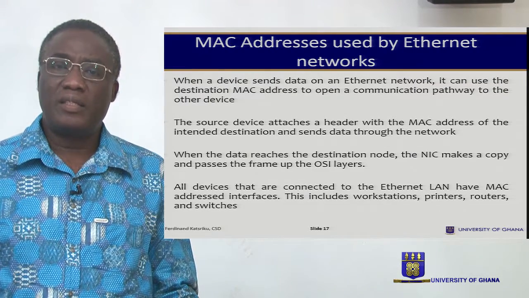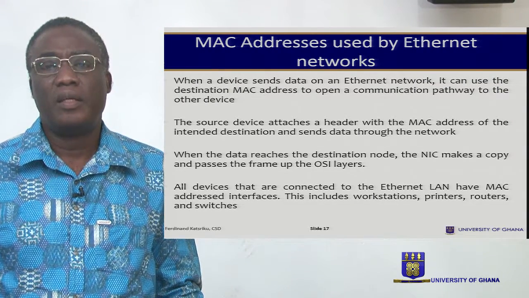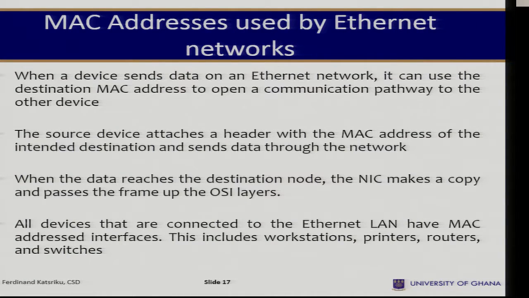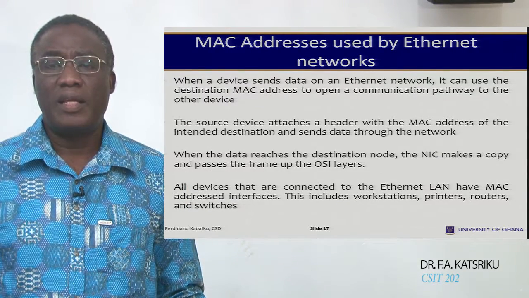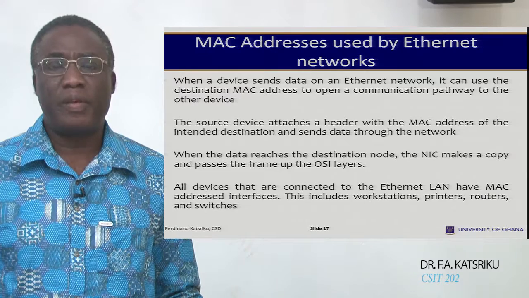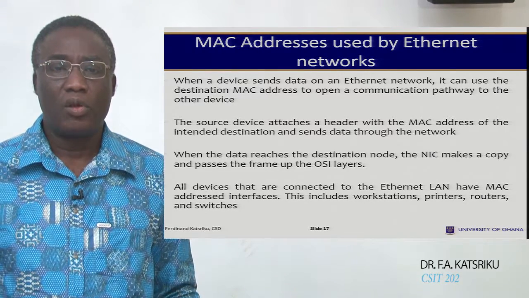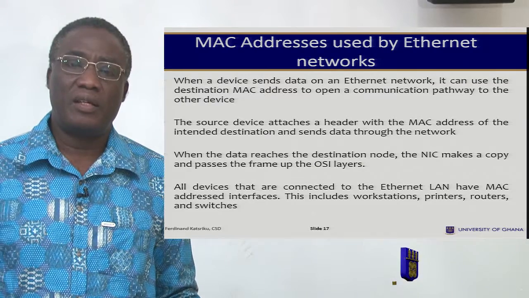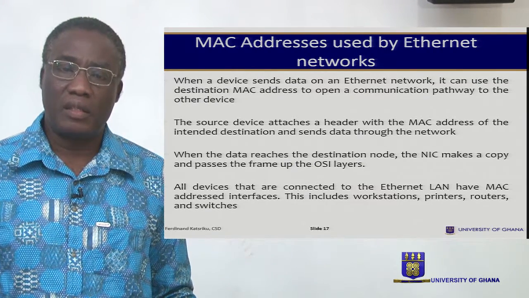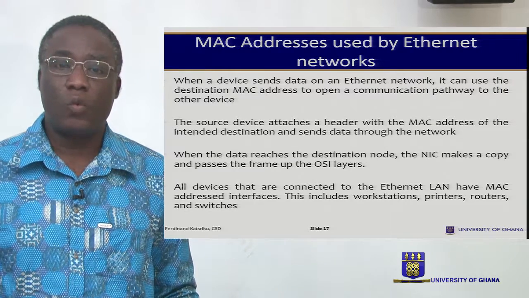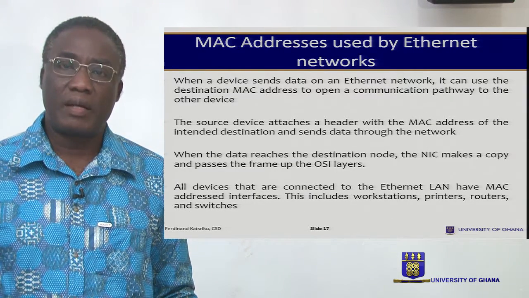When a device sends data on an Ethernet network, it can use the destination MAC address to open a communication pathway to the other device. The source device attaches a header with the MAC address of the intended destination and sends the data through the network. When the data reaches the destination node, the NIC makes a copy and passes the frame up the OSI layers. All devices that are connected to the Ethernet LAN have MAC address interfaces. This includes workstations, printers, routers, and switches.